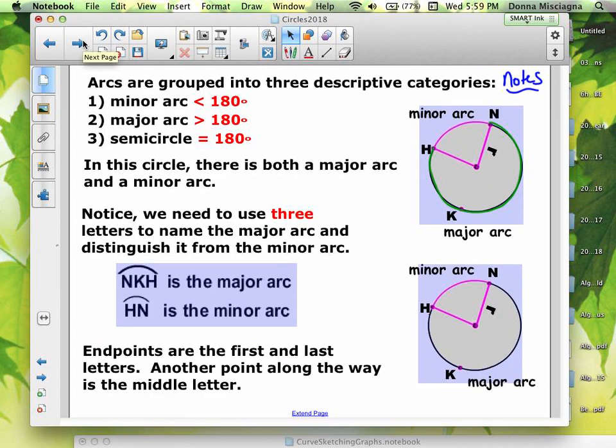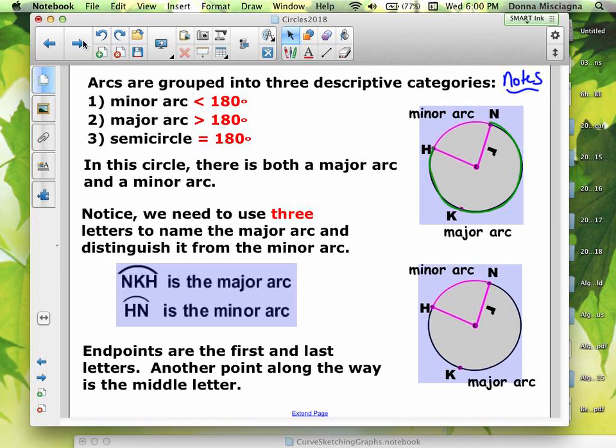There we go. All right, so arcs are grouped into three major descriptive categories, and it's based on the size of the arc. And this is filled in in your notes already. So a minor arc is less than 180 degrees, a major arc is more than 180 degrees, and a semicircle is exactly 180 degrees. So half of the circle, that's a semicircle. If you're more than half, you're a major arc. If you're less than half, you're a minor arc. So in the picture there, we have a major arc and a minor arc.